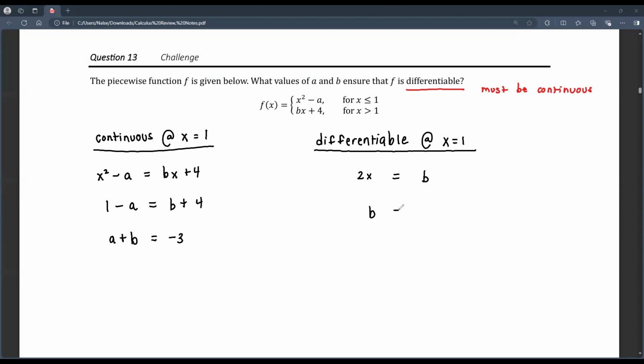Doing this shows us that b must be equal to 2. Knowing this, we can now find the value of a. A comes out to -5. We have just found the values of a and b that make function f differentiable over its entire domain.